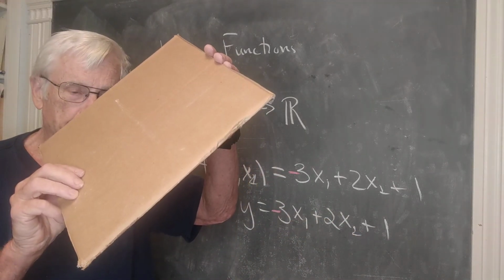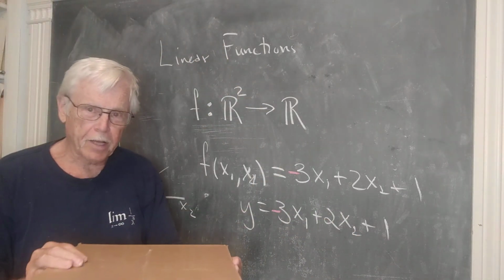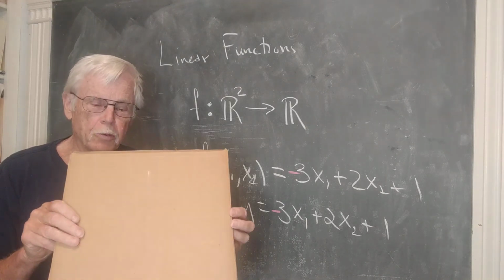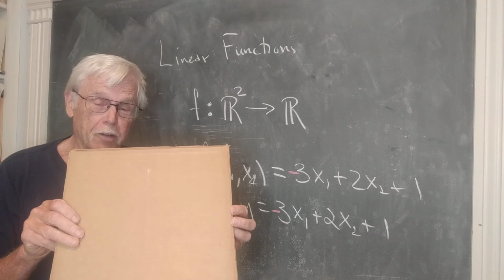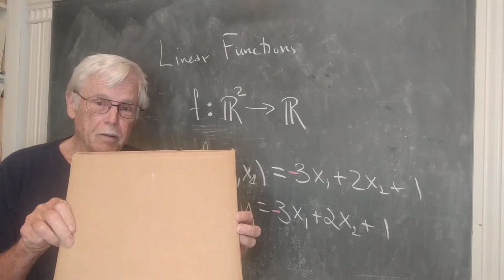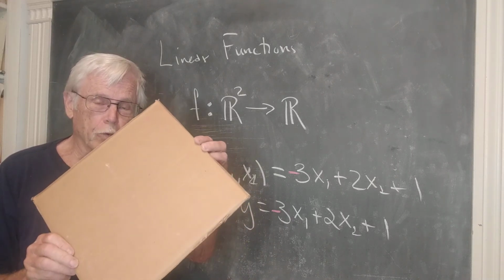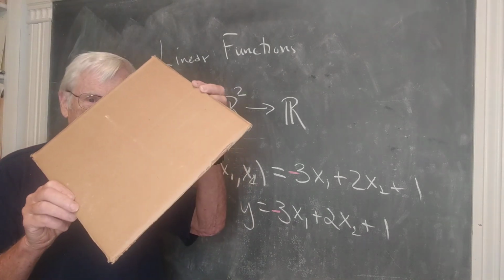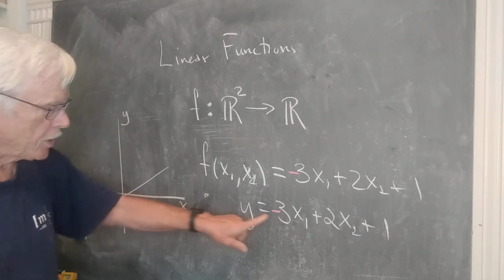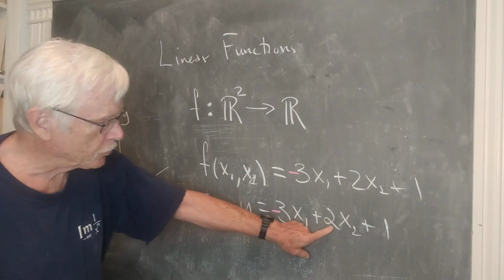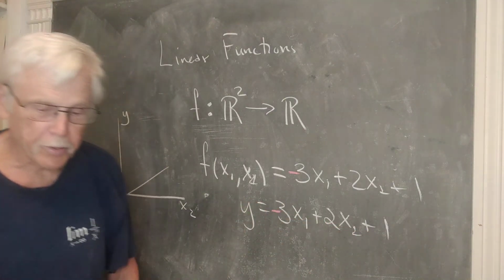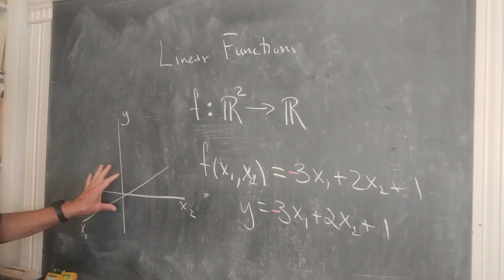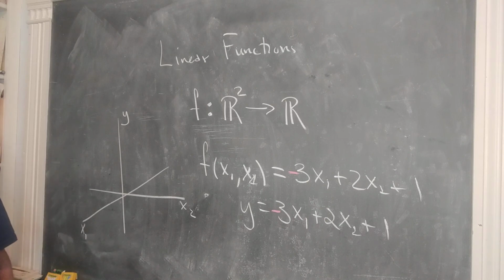1 unit. So beginning with a flat x1, x2 plane, we pitch it 3 units, -3 units in the x1 direction, pitch it 2 units, rise over run in the x2 direction, and translate it 1 unit up. So it's got an x slope in the x1, slope in the x2, translation. And that tells what the graph looks like in 3-dimensional space.